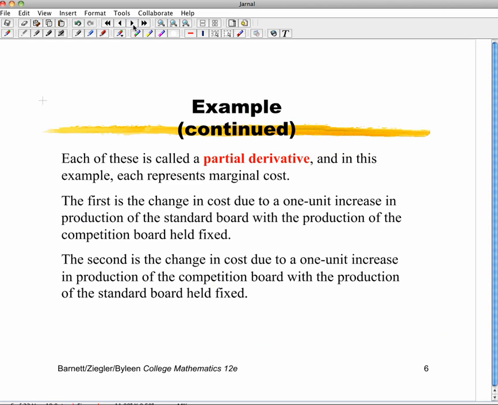These are called partial derivatives, and when we're in the context of an application problem, these are the right ways to interpret the result. We have the change in the z coordinate, the output of the function, cost in this case, for every 1 unit change in X or for every 1 unit change in Y. So you will have problems where you have to interpret the results, and all you have to think about is which variable is changing, and in the numerator, what is the output of the function. So in this case, cost is the output, so that's the numerator, dollars, and whether we're changing the competition boards or the standard boards is determined by whether we're differentiating with respect to x or y.